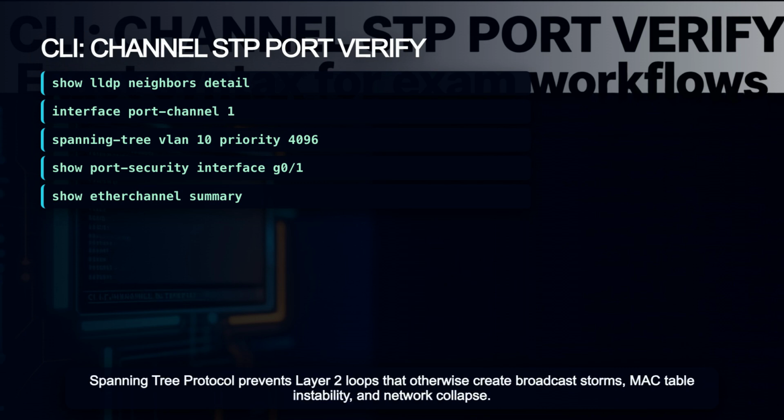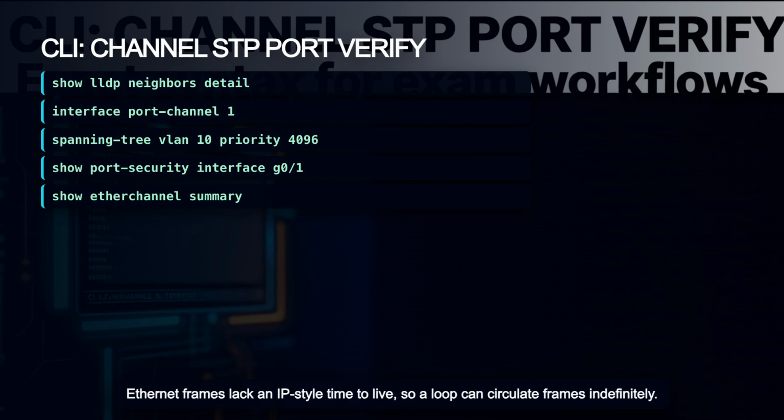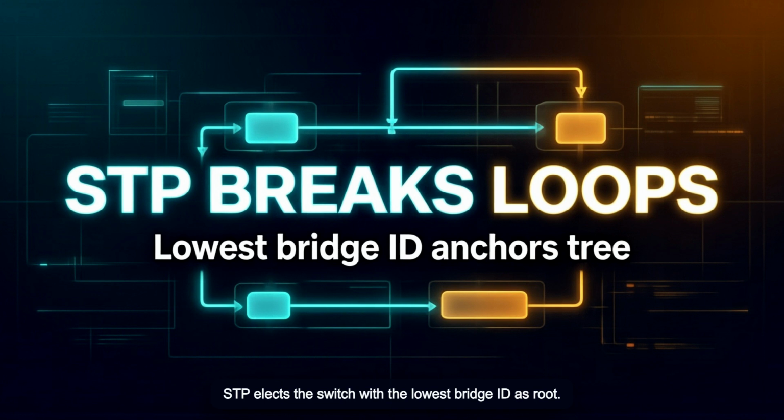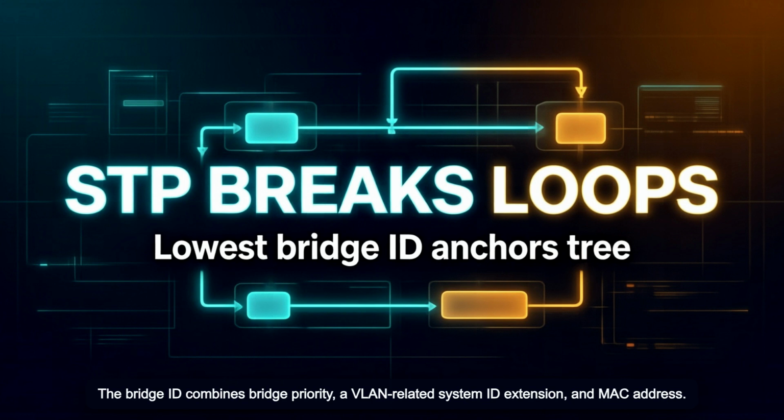Spanning tree protocol prevents Layer 2 loops that otherwise create broadcast storms, MAC table instability, and network collapse. Ethernet frames lack an IP-style time to live, so a loop can circulate frames indefinitely. STP elects the switch with the lowest bridge ID as root. The bridge ID combines bridge priority, a VLAN-related system ID extension, and MAC address. Default priority is 32768. Lower values win, and valid priority steps normally increment by 4096.